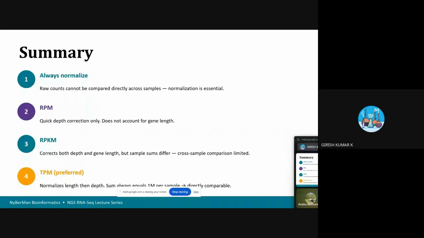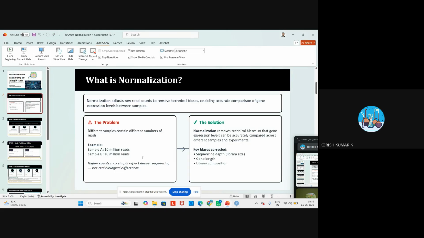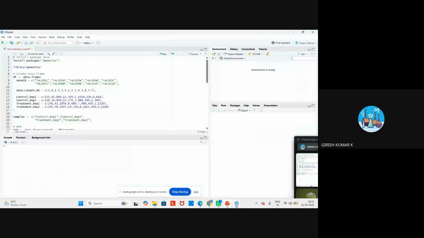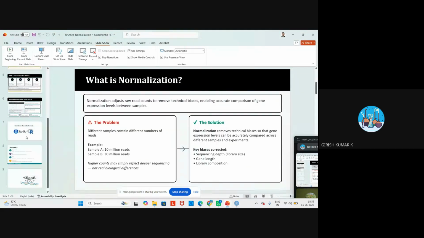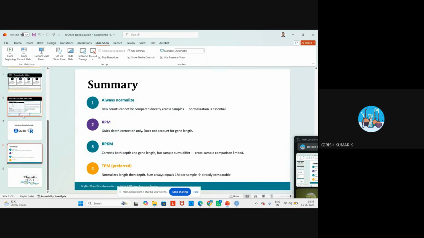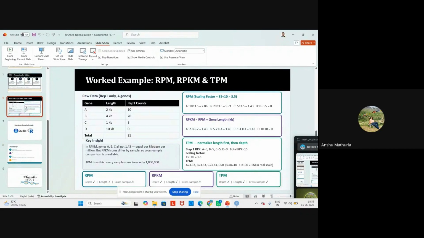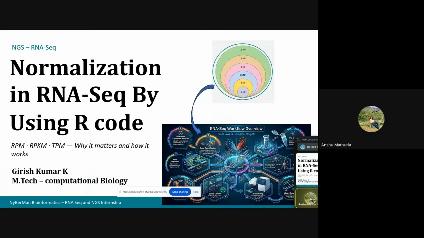Now I will show my RPM code, ma'am. Yeah, this is the code. It is visible now. Yes, it's visible. I was just saying, can you go to the last slide once? Yeah, online. Last slide means summary or example? Example. Okay. Now you can go to your R code.